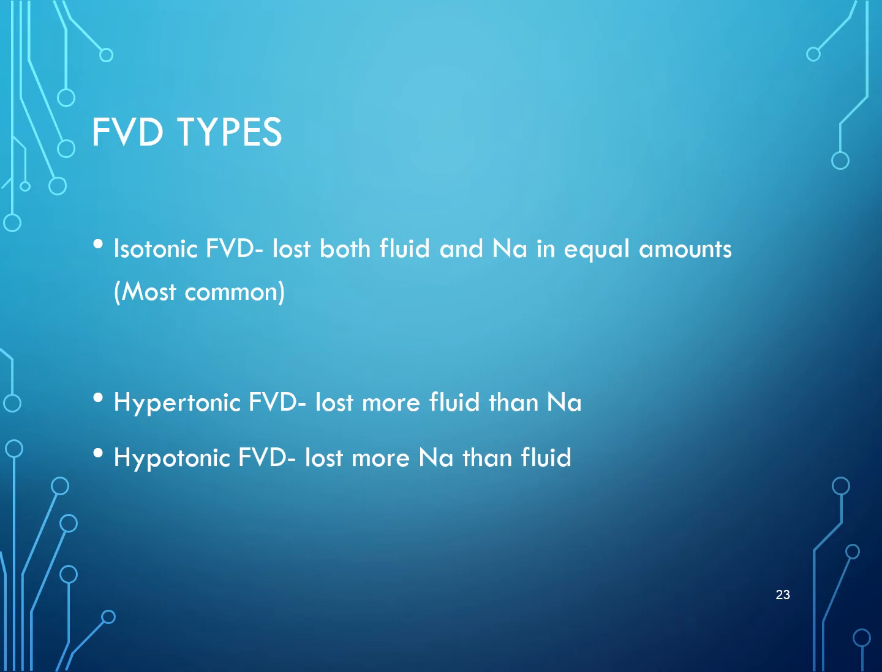So there are 3 different types of fluid volume deficit. Isotonic fluid volume deficit, we lost both fluid and sodium in equal amounts, and this is the most common. For this one, what we would see is a within defined limits sodium level. Then we have our hypertonic fluid volume deficit, where we lost more fluid than sodium. It's going to be hypertonic because our sodium is going to be elevated. And then our hypotonic fluid volume deficit, we lost more sodium than fluid, so our sodium level is going to be low. It's going to look dilute.